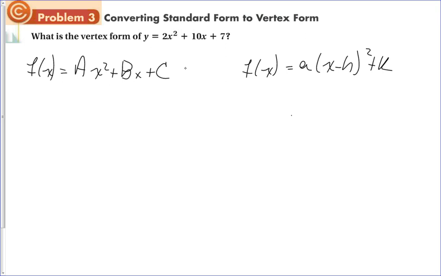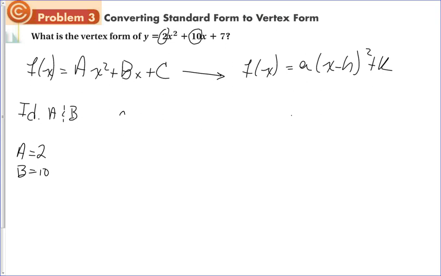So if we look here, to change y equals 2x squared plus 10x plus 7 from standard form into vertex form, we need to do two things first. First, we need to identify a and b. So a in this case equals 2 and b equals 10, because remember, it's just the coefficient. You don't take the variable with you.